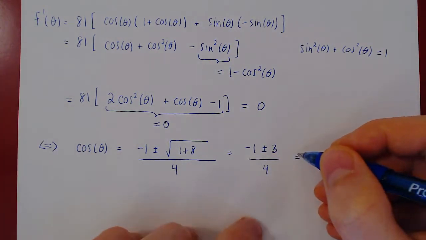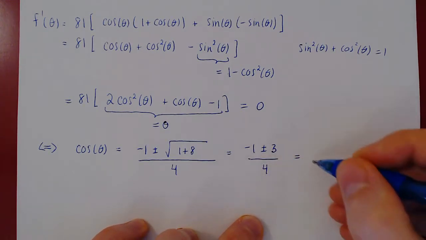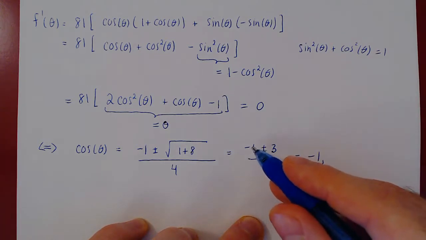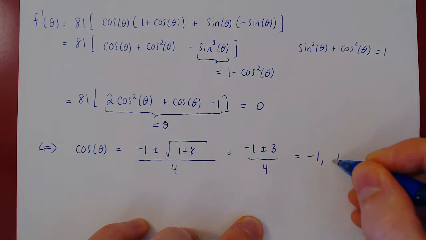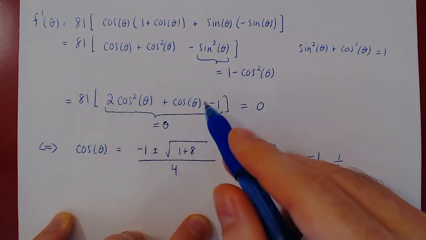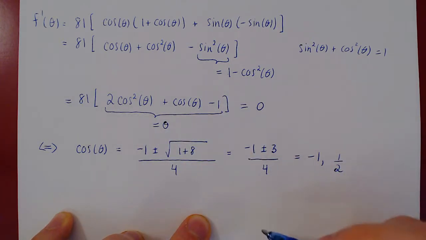And let's see, if you take the negative, you'll get negative 1, negative 3, negative 4 over 4 is negative 1. If you take the positive, you'll get negative 1 plus 3 is 2. 2 over 4 is 1 half. So the only way for this to be 0 is if cos of theta is negative 1 or 1 half.